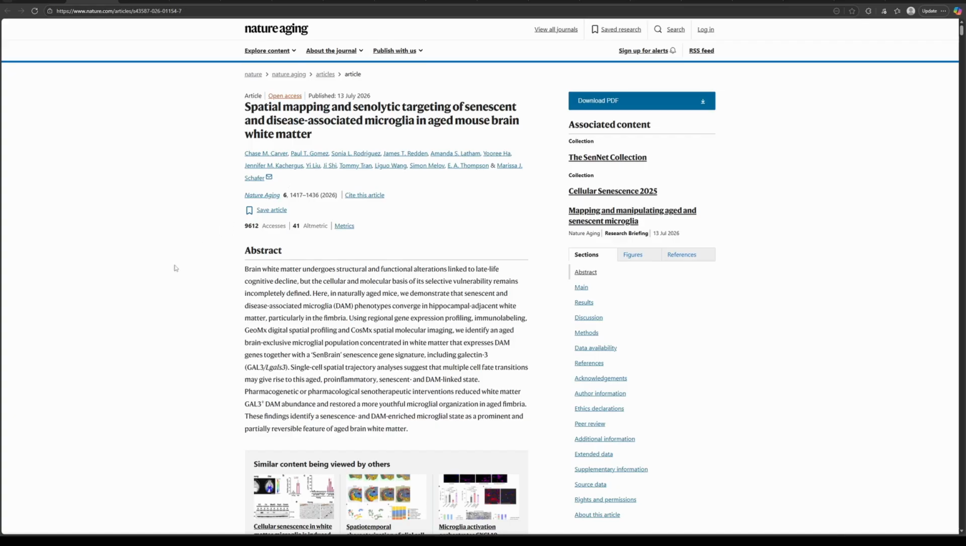So this article is called Spatial Mapping and Senolytic Targeting of Senescent and Disease-Associated Microglia in Aged Mouse Brain White Matter, which sounds complicated, but essentially what it is, spatial mapping is just a type of analytic technique where they visualize the organization of molecules in the tissue. So they use something called high throughput techniques to detect distribution of biomolecules, which essentially is them using things like microscopy to look at how the molecules interact with each other in a more holistic way.